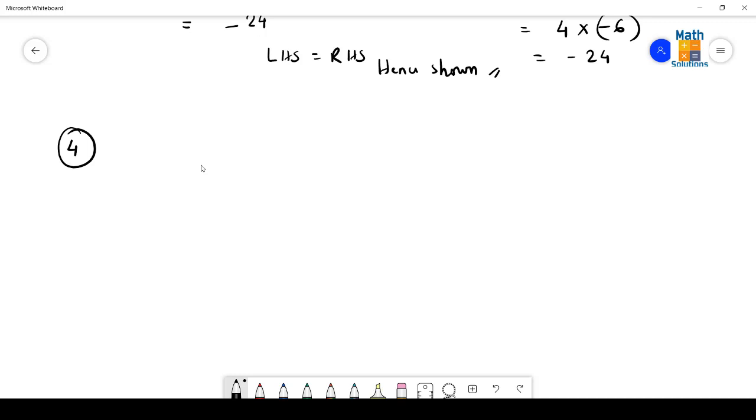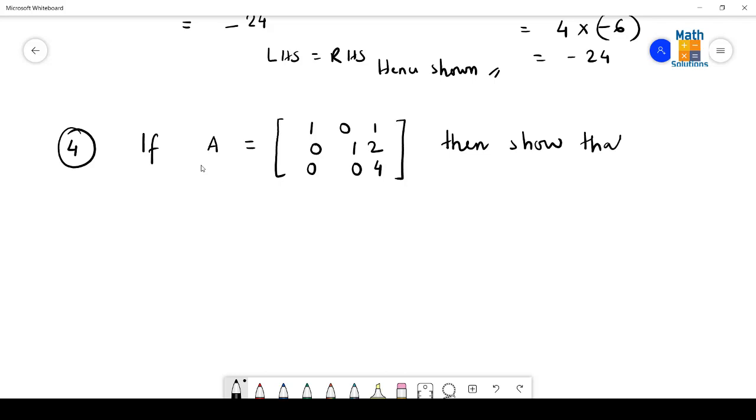What do we have? If capital A is equal to 1 0 1, then 0 1 2, 0 1 2, and then after 0 0 4, then show that determinant of thrice A is equal to 27 into determinant of A. This question is exactly similar to the previous question.